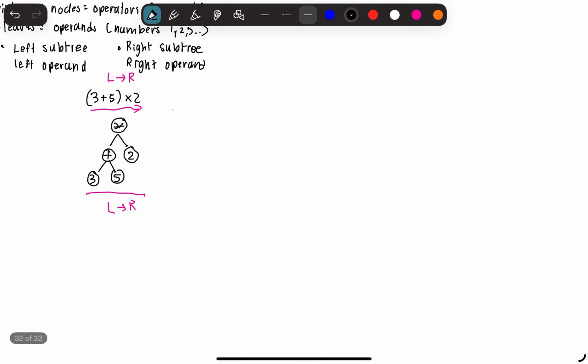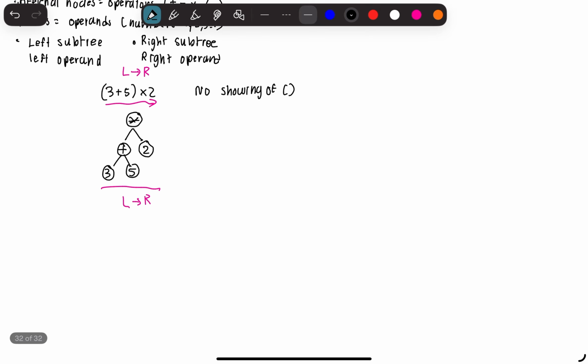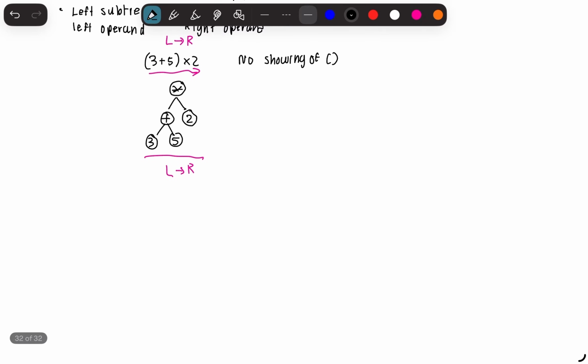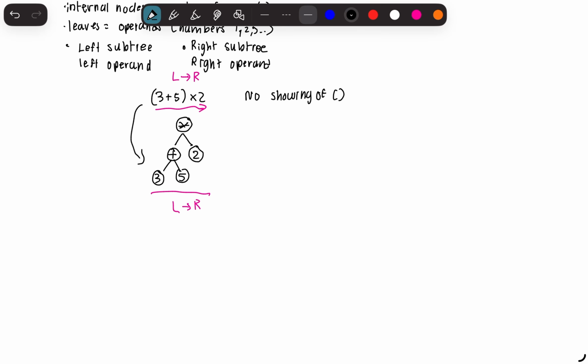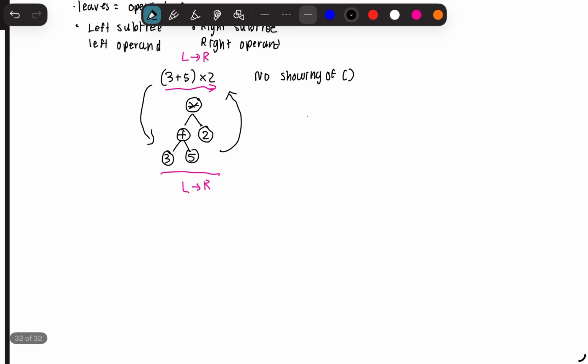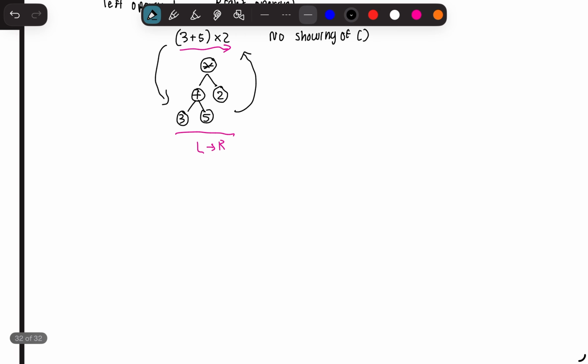The only thing that your BET doesn't show is your parentheses, but it shows your expressions and the order that they're in. So that's a really easy way. If you're given your expression, you can just get the tree, and if you have the tree, you can easily write the expression. So now we're going to work on the traversals.